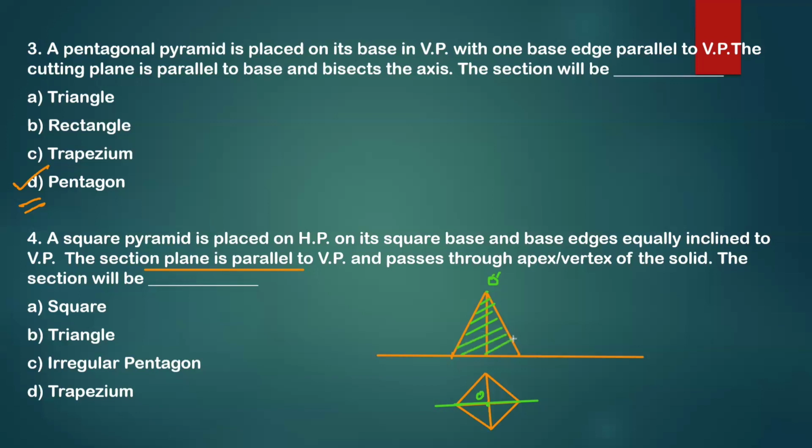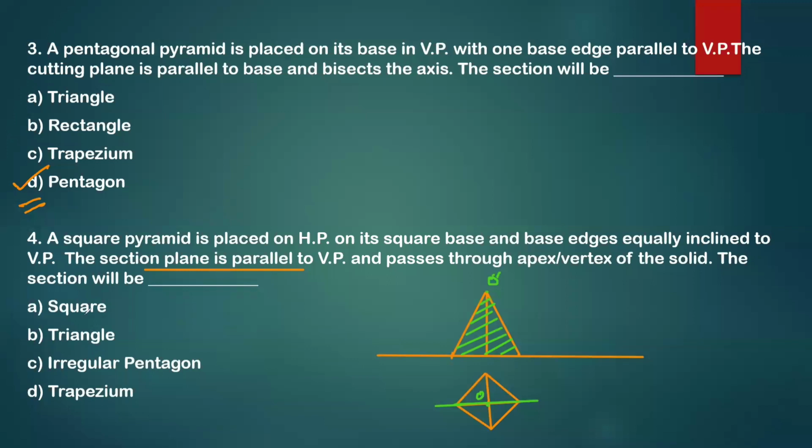So like this. Now, what is the question they have been asked? The section will be... Now, we are directly able to tell that whatever the section will be, it will be a triangle. So here we'll check which options are there.